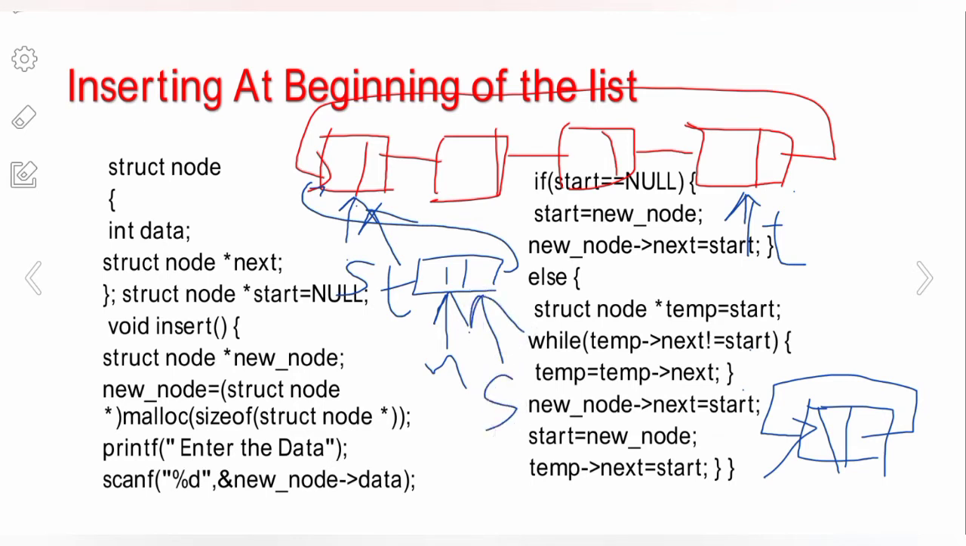And temp implies next equals start. That means we are going to point the last node to the new node. Like that, we are going to insert the new node at the beginning of the linked list.